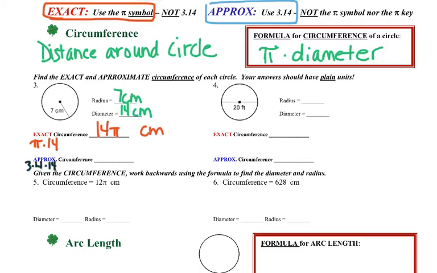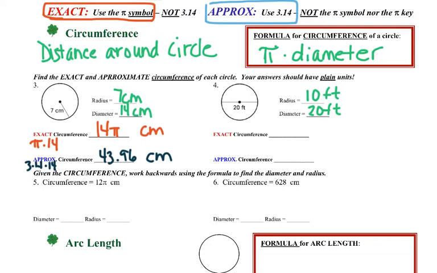If I want to do the approximate circumference, I replace the pi with 3.14, so 3.14 times 14, 43.96. And centimeters is the units because just like perimeter, circumference has plain units. Plain units. In number 4, the 20 is representing the diameter, so the 10 would be the radius.